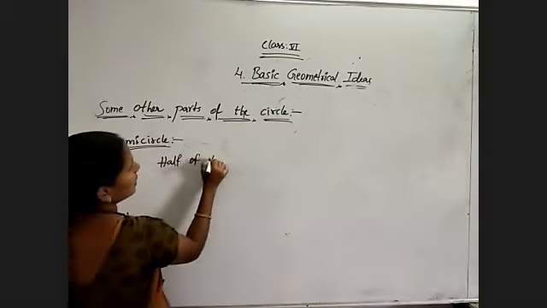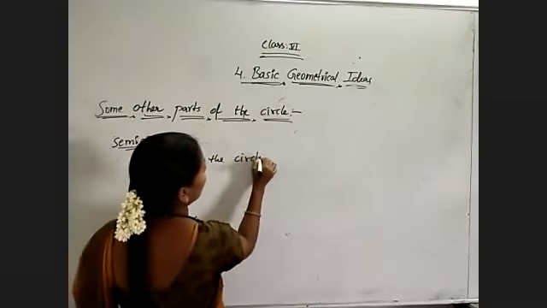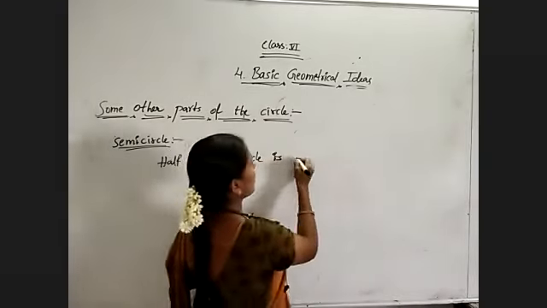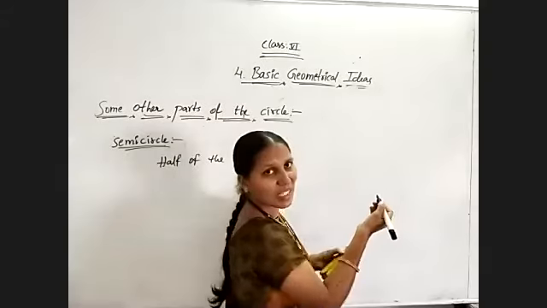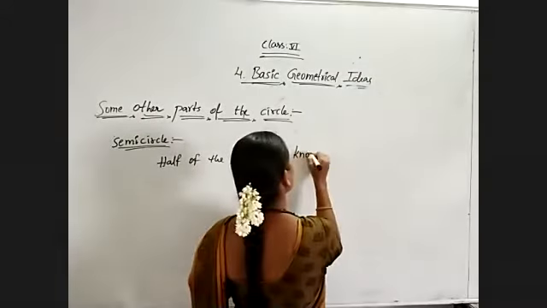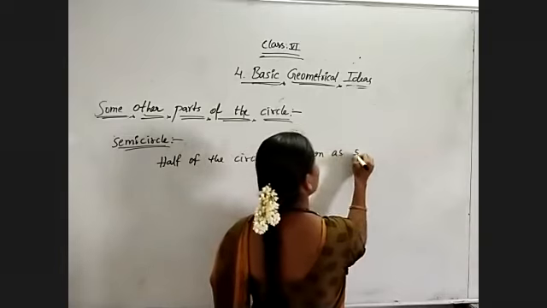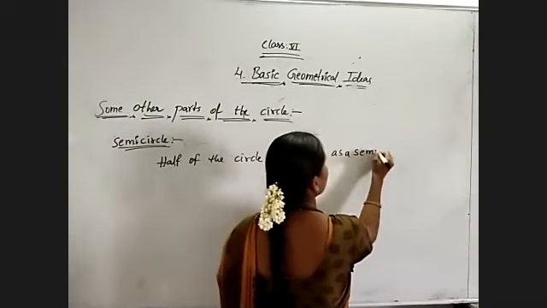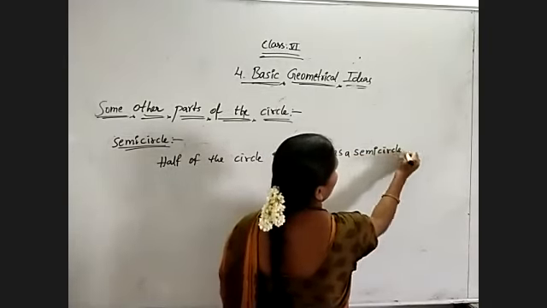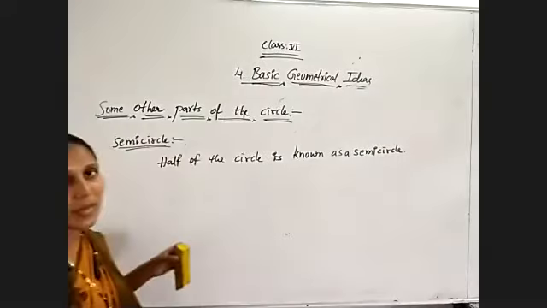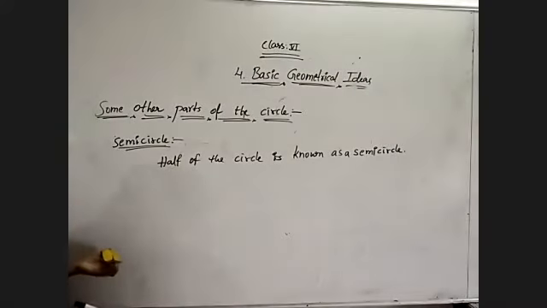Half of the circle obtained by the diameter is known as a semicircle. So each circle is divided into two semicircles by drawing its diameter.